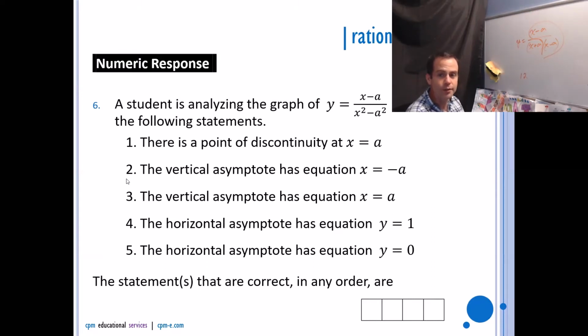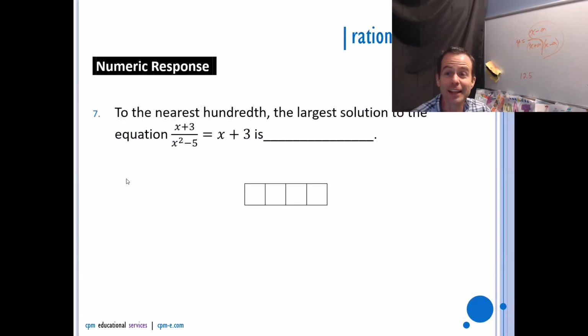4, the horizontal asymptote has an equation y equals 1. That is not true because I have a degree 1 over degree 2. So it'd have to be y equals 0. So 5 is true. So the answer is going to be 1, 2, and 5. Okay, 1, 2, and 5. And these would be keyed when they say any order, like they would take 5, 2, 1, 2, 1, 5, you know, anything. That's a permutations and combinations question. Okay, we'll get there later.